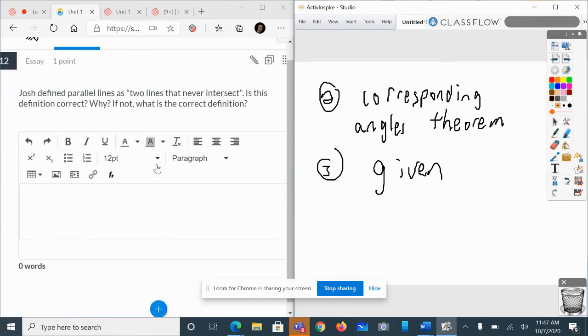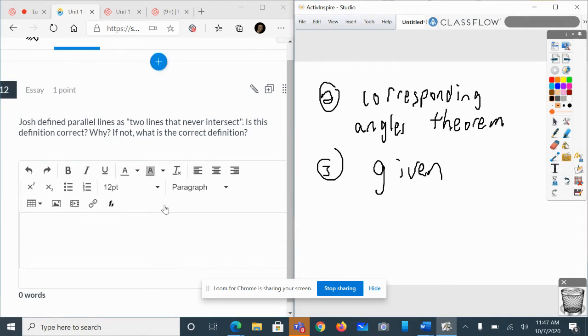All right? Next one. This is just a definition here. It says, Josh defined parallel lines as two lines that never intersect. Is this definition correct? The answer is no. Why? Only thing they missed was in a plane. So they should have said two lines in a plane that never intersect. It's the same thing for the other one. So that one should have been everything except in a plane.